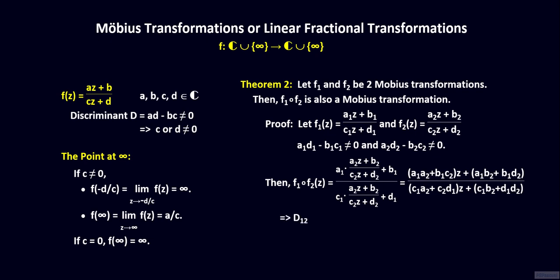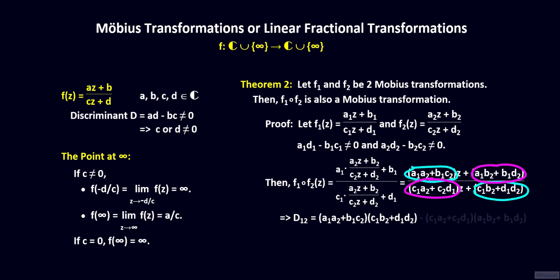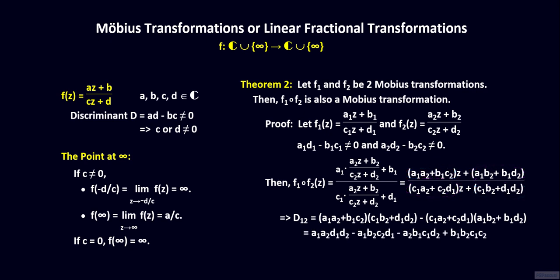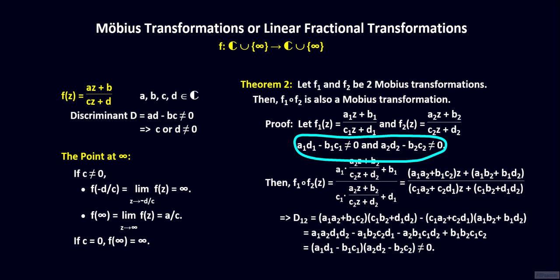The discriminant d sub 1 2 of f sub 1 of f sub 2 equals this quantity times this quantity minus this quantity times this quantity. Multiplying out and simplifying, the discriminant is equal to this quantity. This last expression turns out to be the product of the non-zero discriminants of f sub 1 and f sub 2, so that the discriminant of f sub 1 of f sub 2 is non-zero, and the composition of f sub 1 and f sub 2 is a Mobius transformation.